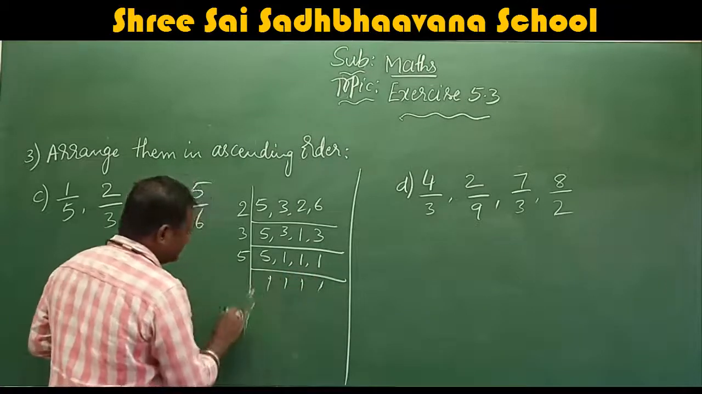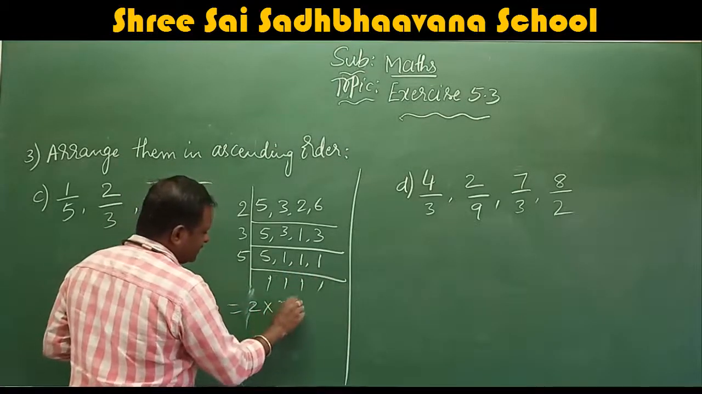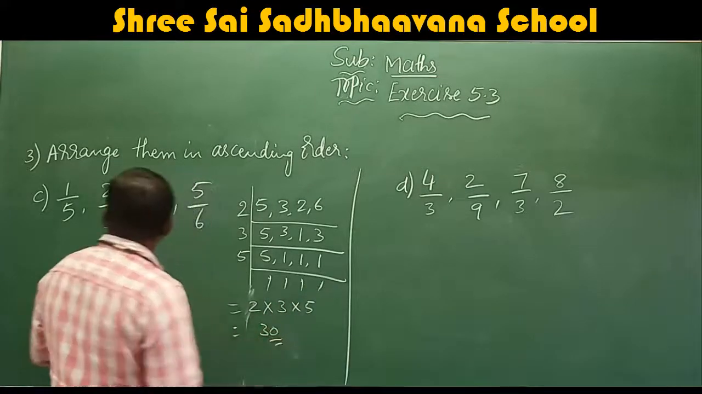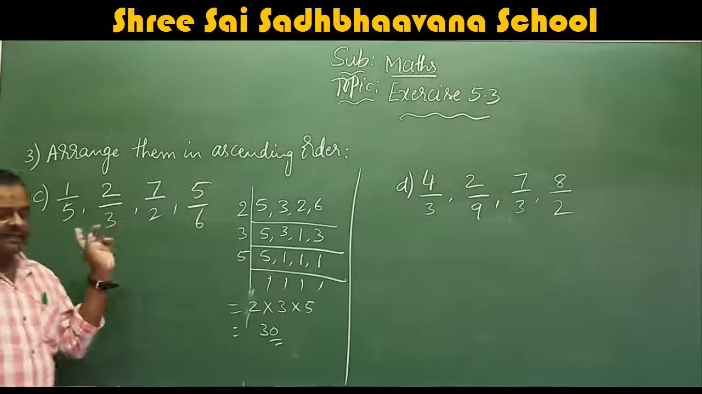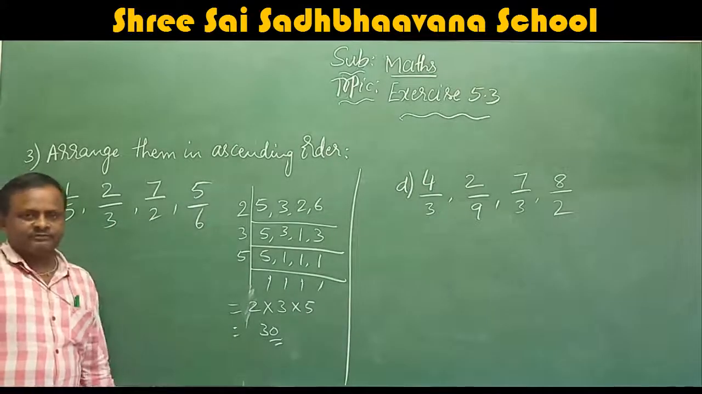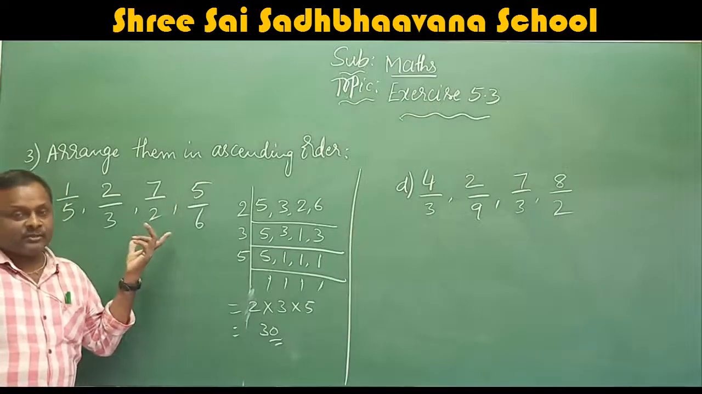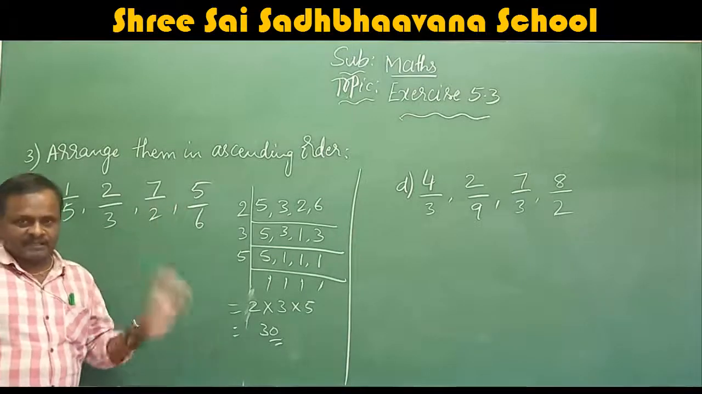So what is the LCM here? 2 into 3 into 5. 2 threes are 6, 6 fives are 30. So you have to make all the denominators 30. Then you will get different numerators, and then we will compare.